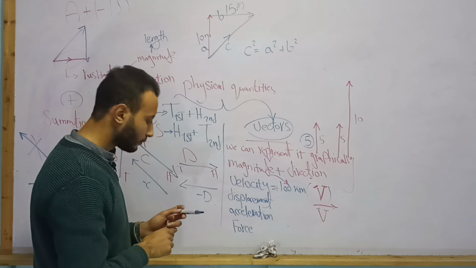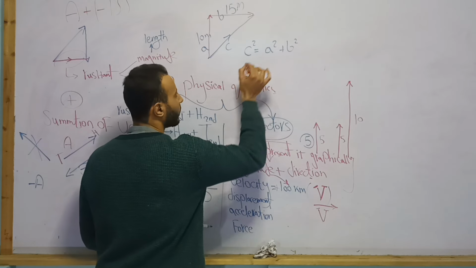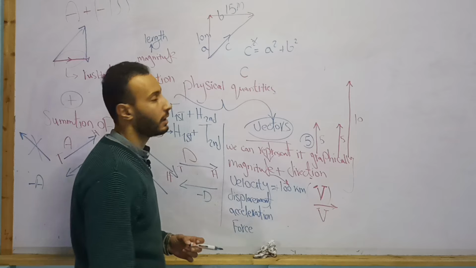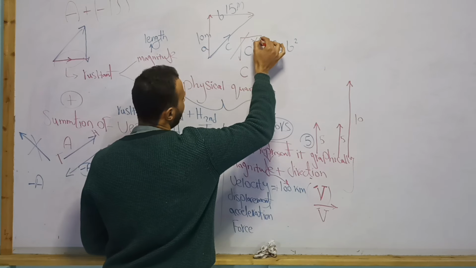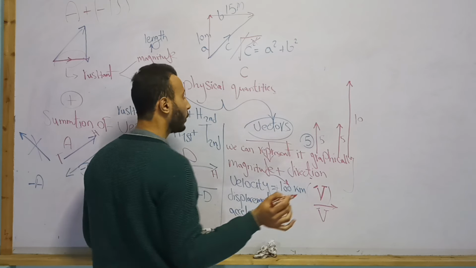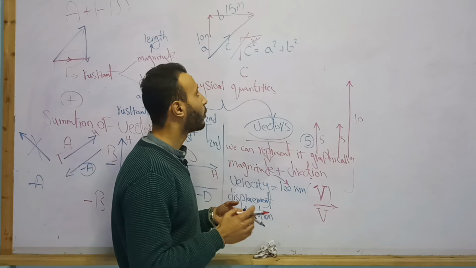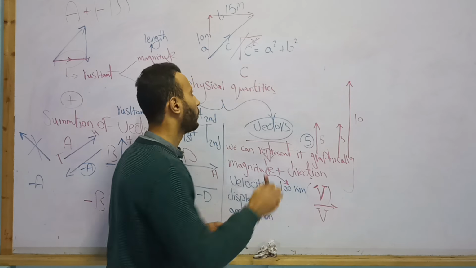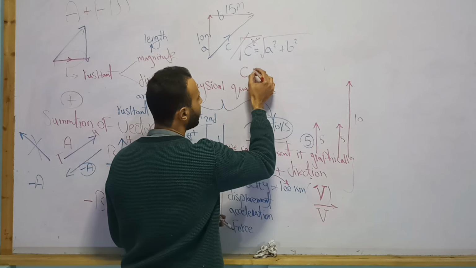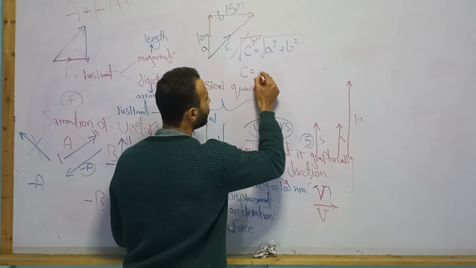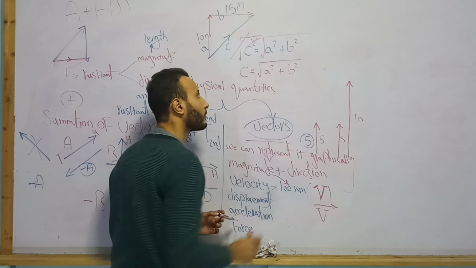Okay, so what if we just want to get only C, not C square? I don't need the square. To get rid of the square, you have to put a root, because the root cancels the square. But you can't put the root only here, because mathematically it will be wrong. So if you put the root here, you have to put it also here. And the equation will be C is equal to root of A square plus B square.